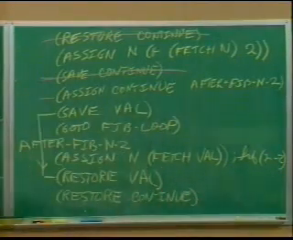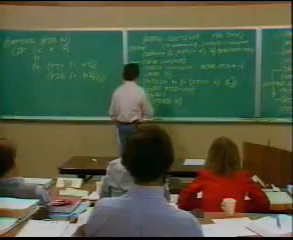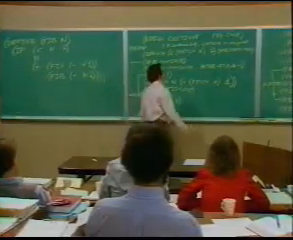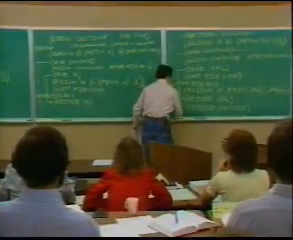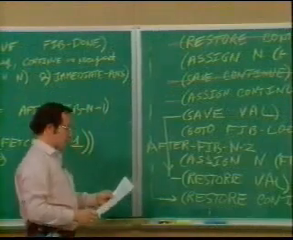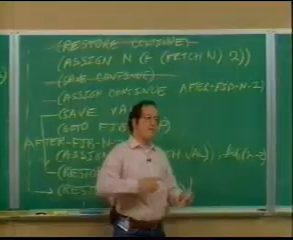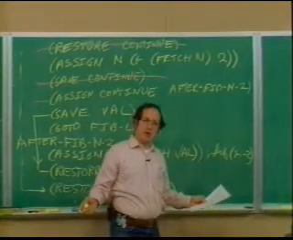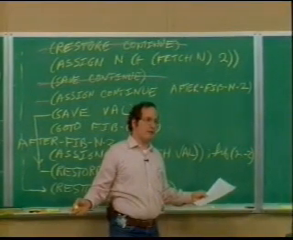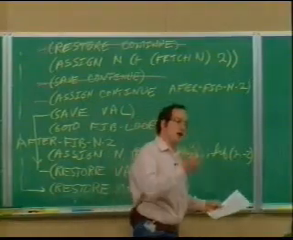Which matches this one. Dot, dot, dot, dot, dot, dot, dot. Down to here. Now I'm restoring that continuation. That continuation is the continuation of fib of n, which is the problem I was trying to solve, the major problem I'm trying to solve. So that's the guy I have to go back to who wants fib of n.